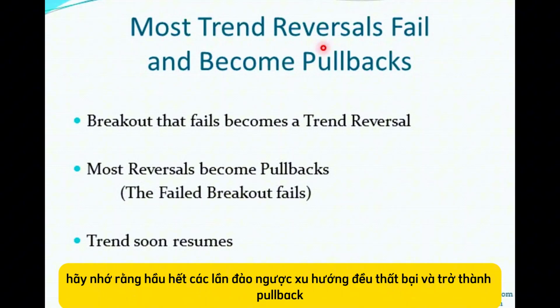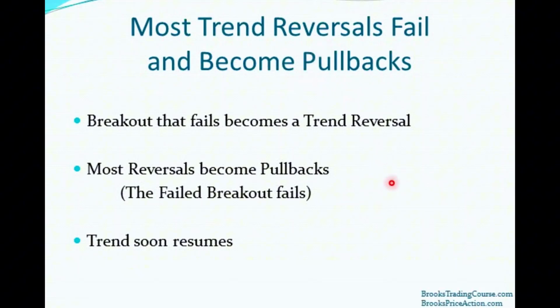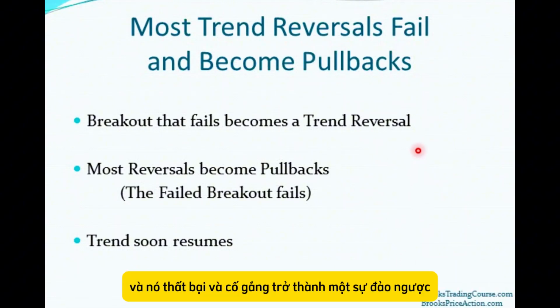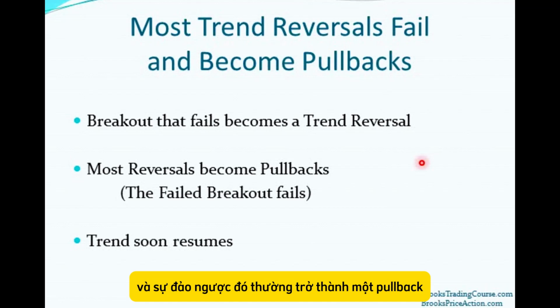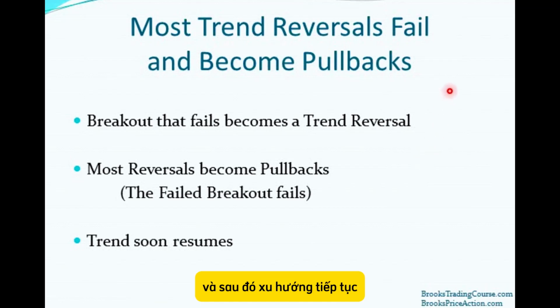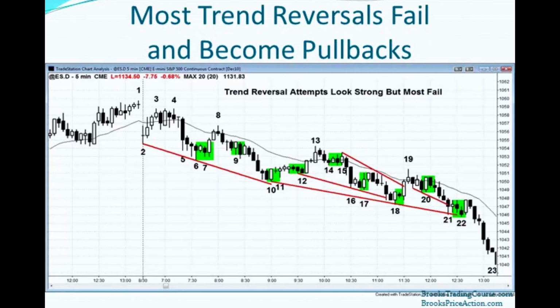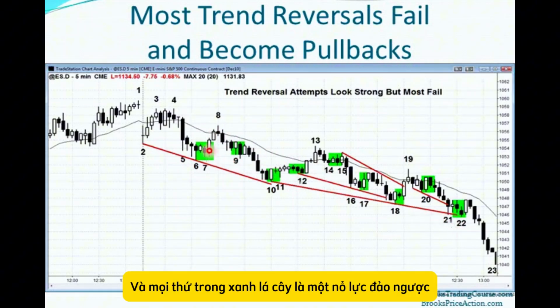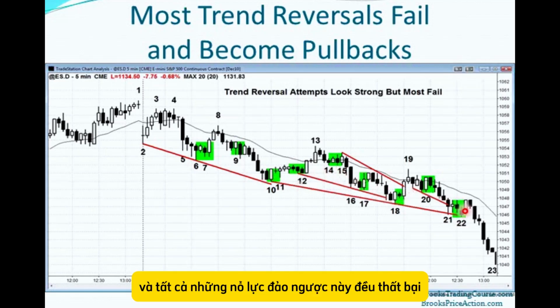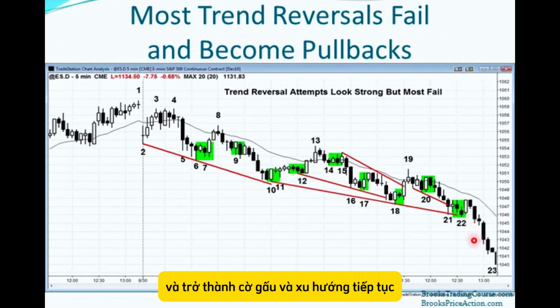Remember, most trend reversals fail and become pullbacks. So if you have a breakout and it's failing and trying to become a reversal, reversals usually fail, and that reversal usually becomes a pullback, and then the trend resumes. Here's an example of a bear trend, and everything in green is a reversal attempt, and all of these reversal attempts failed and became bear flags, and the trend resumed.